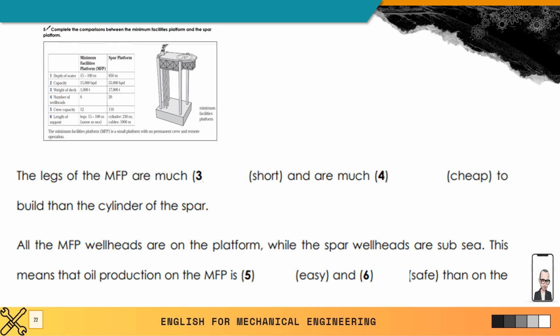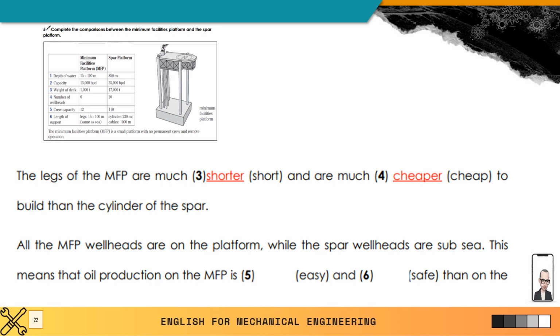So one task here: complete the comparisons between the MFP and the spar. I can't really see the diagram very well, but you can, as always, take a screenshot and zoom in if you prefer. The legs of the MFP are much shorter, and then we need to use the correct form, of course, shorter, and are much cheaper to build than the cylinder of the spar.